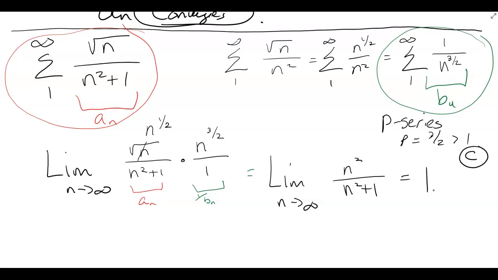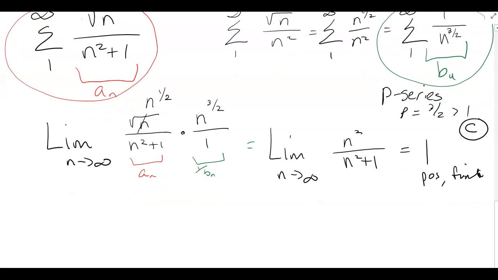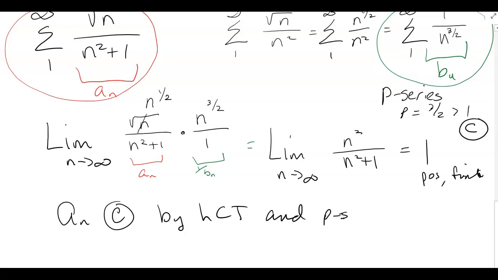Just a coincidence that both limits came out to 1. So again, 1 is a positive finite number. So yes, we can say a sub n converges by limit comparison test with the p series. And again, you can be that brief as long as you showed me above the work that I just did. If you're not going to take the time to show the work, you need to be a little more detailed in that last statement.